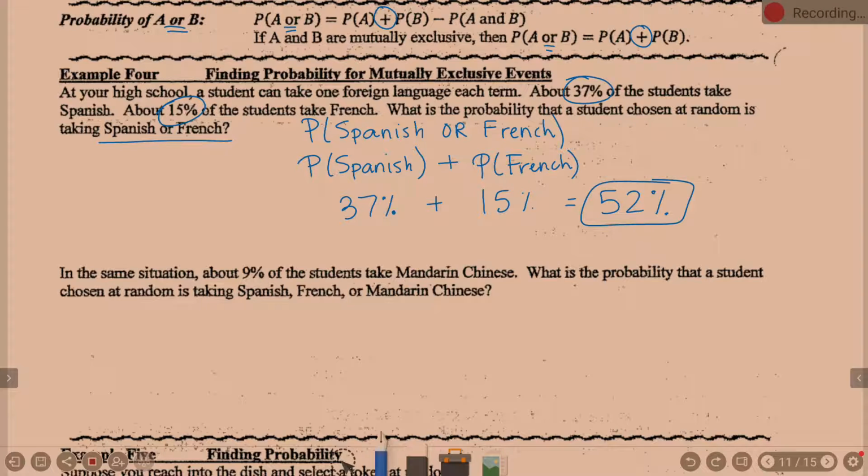In the same situation, about 9% of the students take Mandarin Chinese. What is the probability that a student chosen at random is taking Spanish, French, or Mandarin Chinese? So probability of Spanish, French, or Mandarin Chinese.